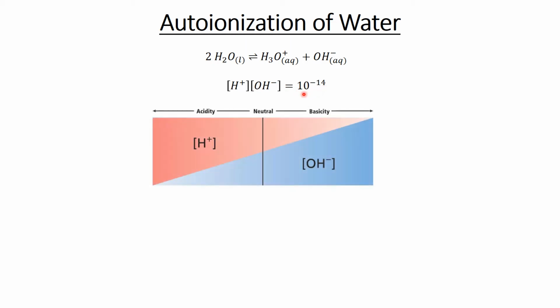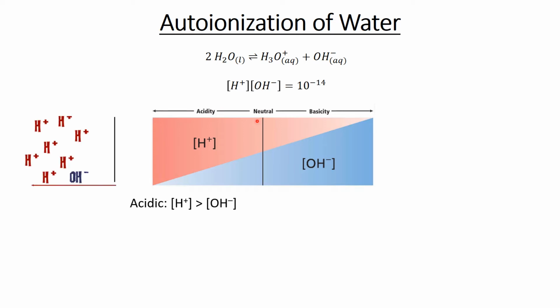So in a pure sample of water, I have equal amounts of hydronium and hydroxide, because each hydronium is produced when a water molecule collides with another water molecule. But let's say I add an ionic compound which donates H plus to the solution. Now I'm flooding my water with hydrogen ions. I have more H plus than OH minus. That's what we call an acidic solution.